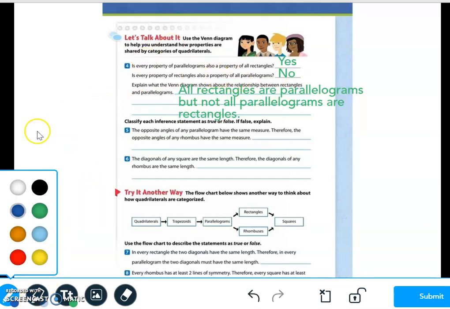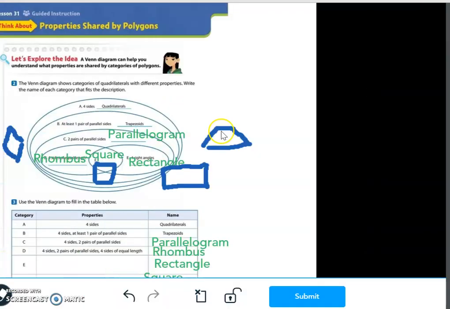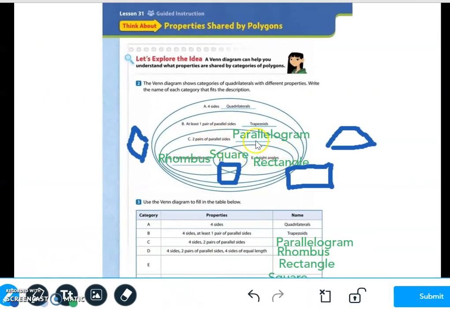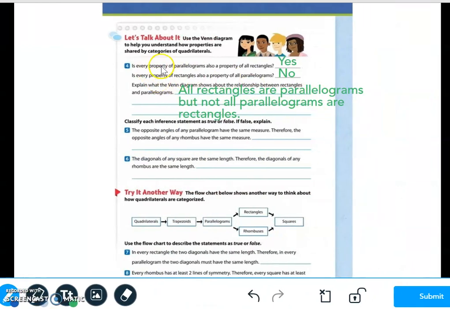So if I look at my Venn diagram and I compare my parallelograms to rectangles, are all properties of our parallelogram also in our rectangles? We can see our parallelogram is on the outside and our rectangles are on the inside. So the answer for A, is every property of a parallelogram also a property of a rectangle? The answer should be yes. All right.